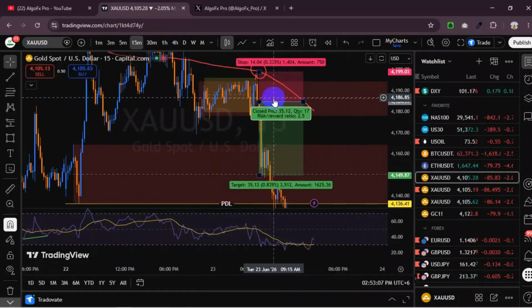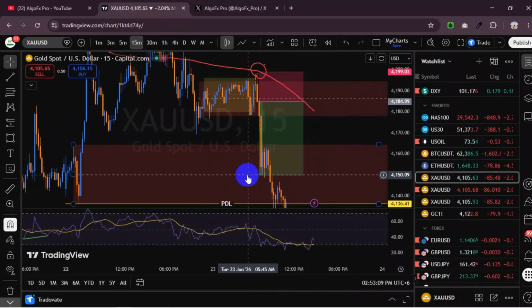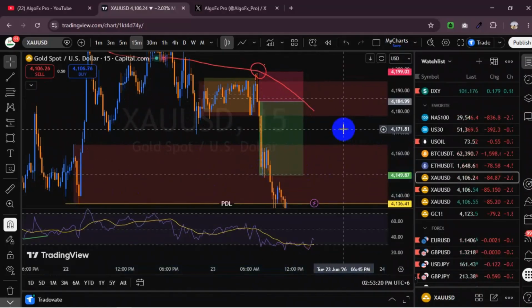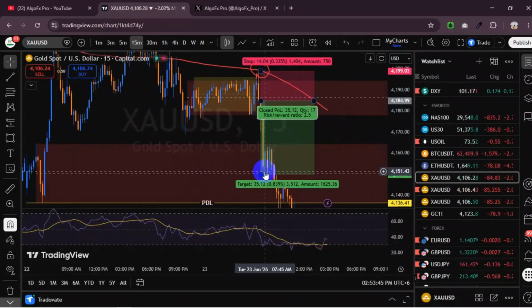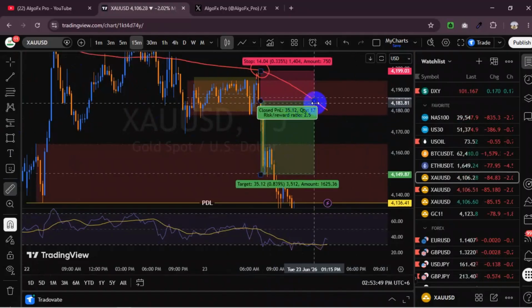You can see after a certain bearish movement, the market bounced exactly from the 50% of the bottom order block. Here you can see we got our target 1, 2 within 3 candles. That means 45 minutes. How many pips?